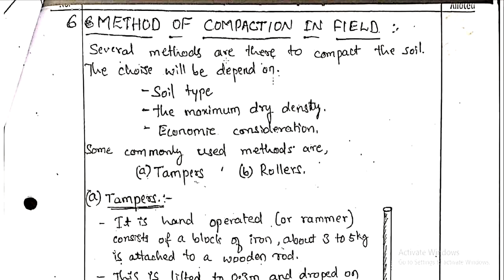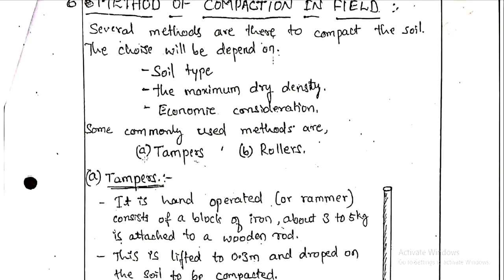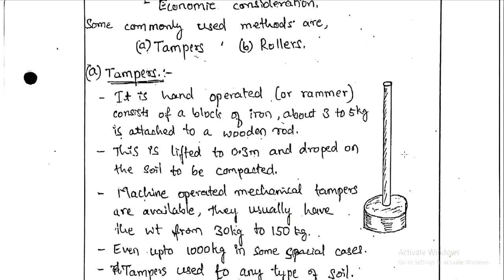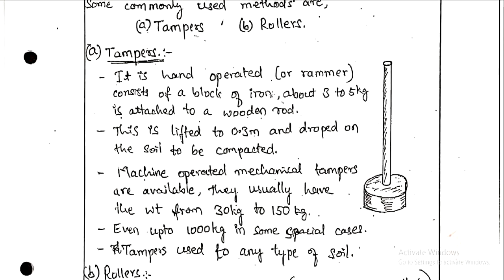There are several methods to compact the soil in the field. The choice depends upon the type of soil, the maximum dry density and economic considerations. Some commonly used methods are tampers and rollers. Tampers are either manually operated or machine operated. If hand operated, the weight will be 3 to 5 kg, attached to a wooden rod. We have to lift it 0.3 meter and drop it.